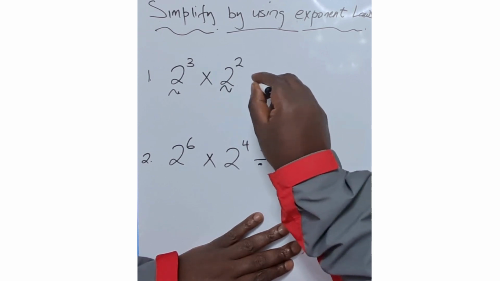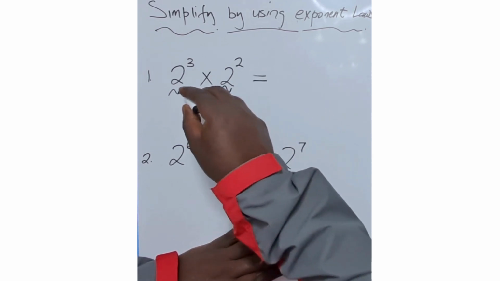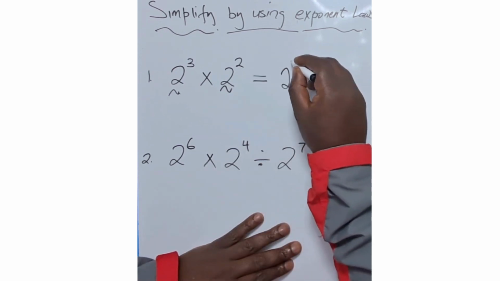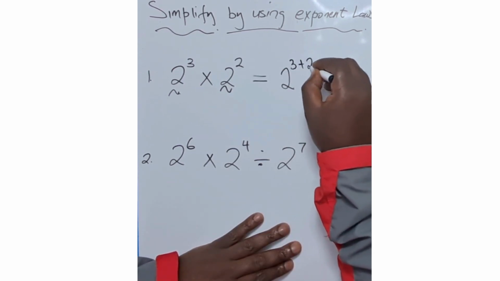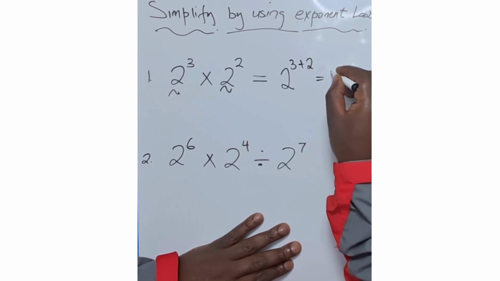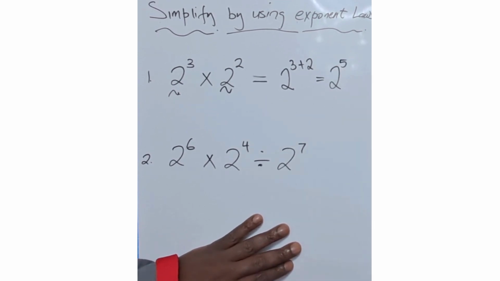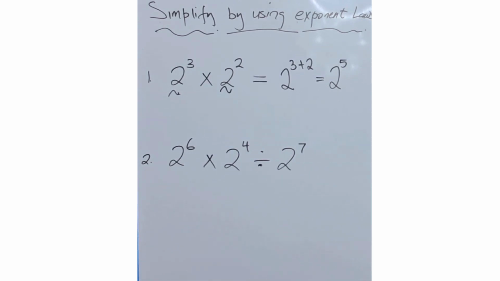So this is going to be equal to, since the bases are the same, which is 2, we then add the exponents, which is 3 plus 2. Our final answer is going to be 2 to the power 5. Okay, so that's the final answer.